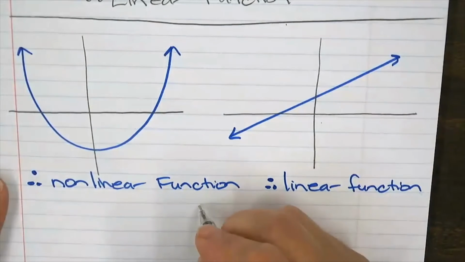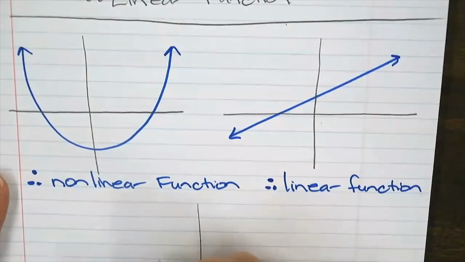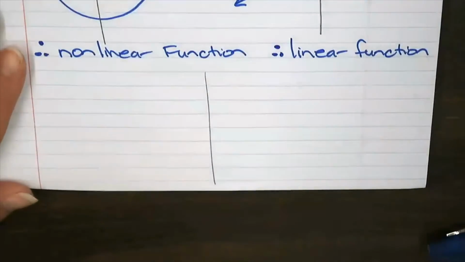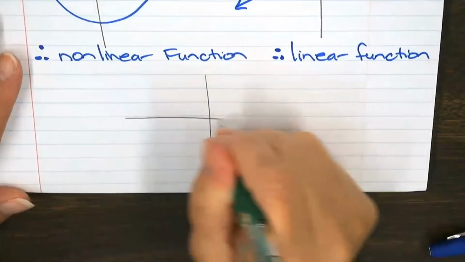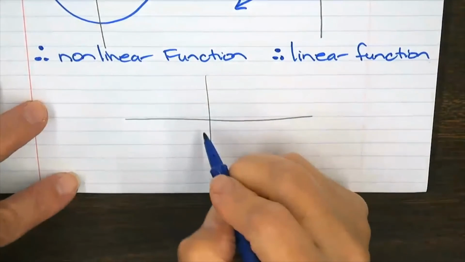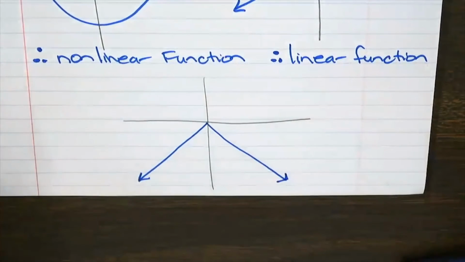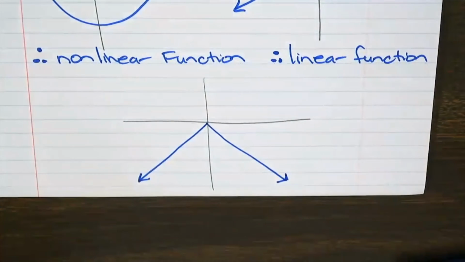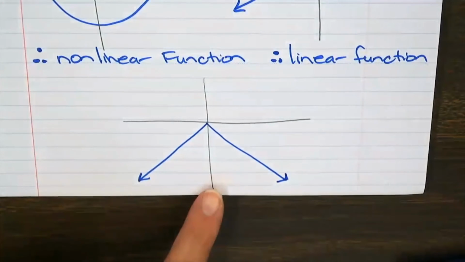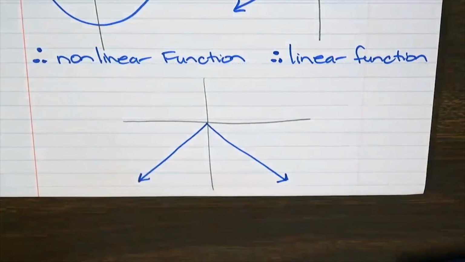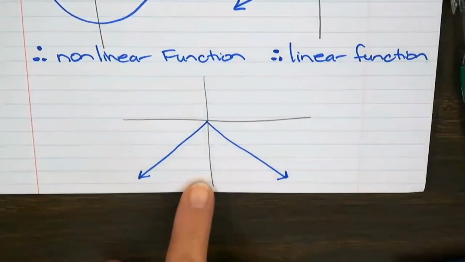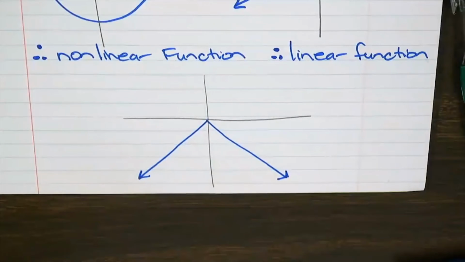Okay. Let's take a look at this one. This is a function. Every x or every input has only one y or output. But we need to decide, is this a linear function or a nonlinear function?